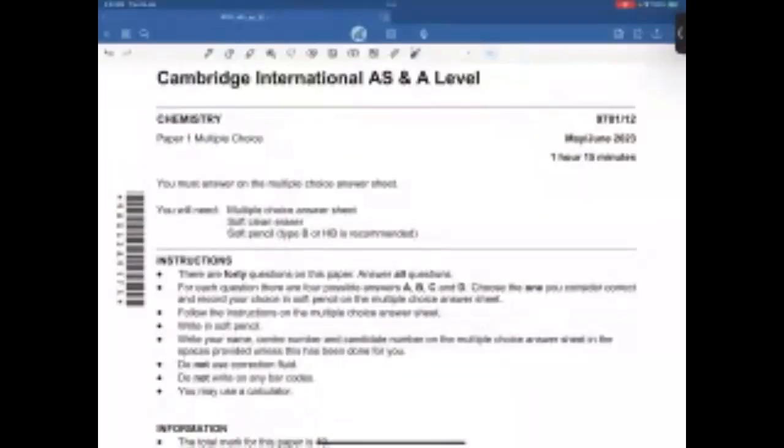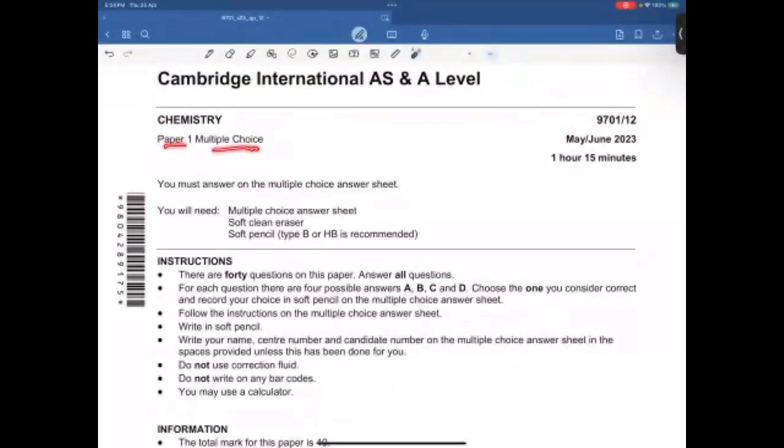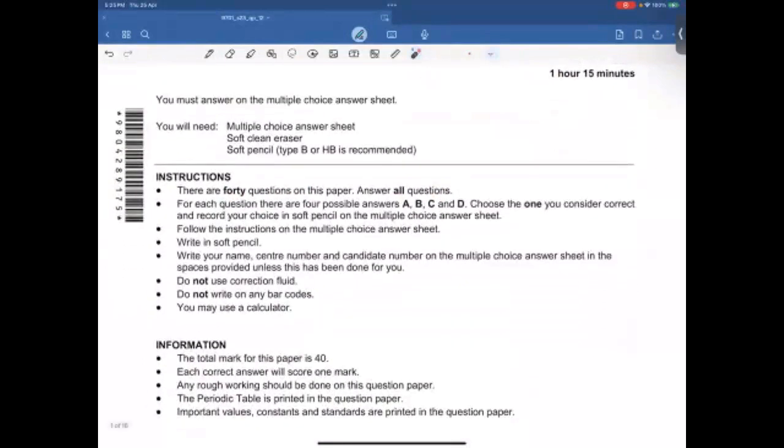Hi everyone, let's start paper 1 multiple choice questions of chemistry AS level, May June 2023, variant 12. The duration of this paper is 1 hour 15 minutes. We have 40 questions in this paper and we need to attempt all of them. The total mark for this paper is 40.